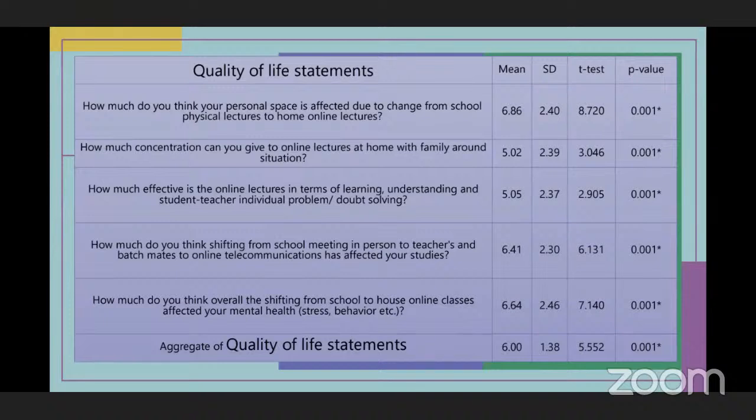when you think your personal space is affected, when the concentration on online lectures at home with the family around is affected, when the online lectures in terms of learning, understanding, and student-teacher individual problems or doubt-solving sessions are going on. And how much do you think shifting from meeting teachers and batchmates in person at school to online telecommunications has affected your studies? All these quality of life statements have shown a significant value of 0.001.